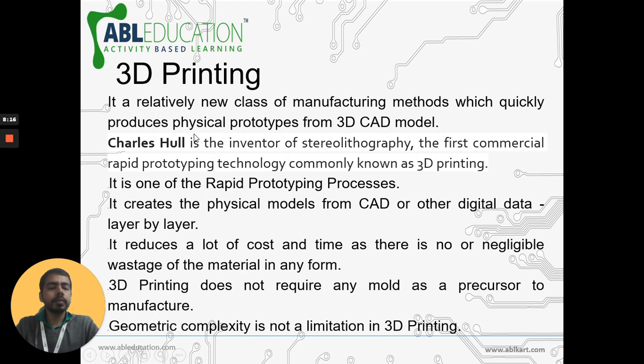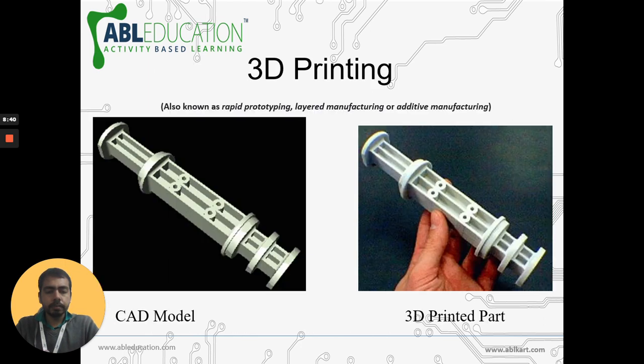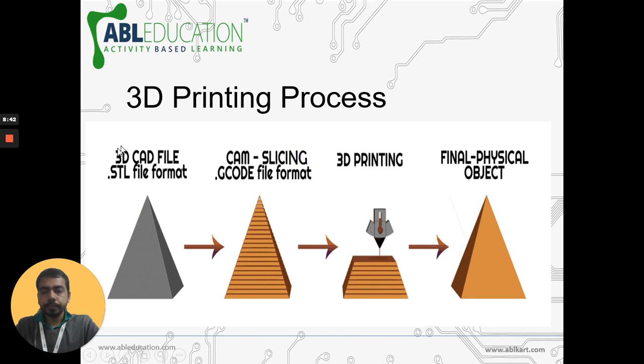That was a new thing. Charles Hull was the inventor of stereolithography, the first commercial rapid prototyping 3D printer machine. In this way, we generally make the CAD model, for which we use Tinkercad, and then we slice it. We export it in STL file format from the CAD software, and then we slice it into G code.